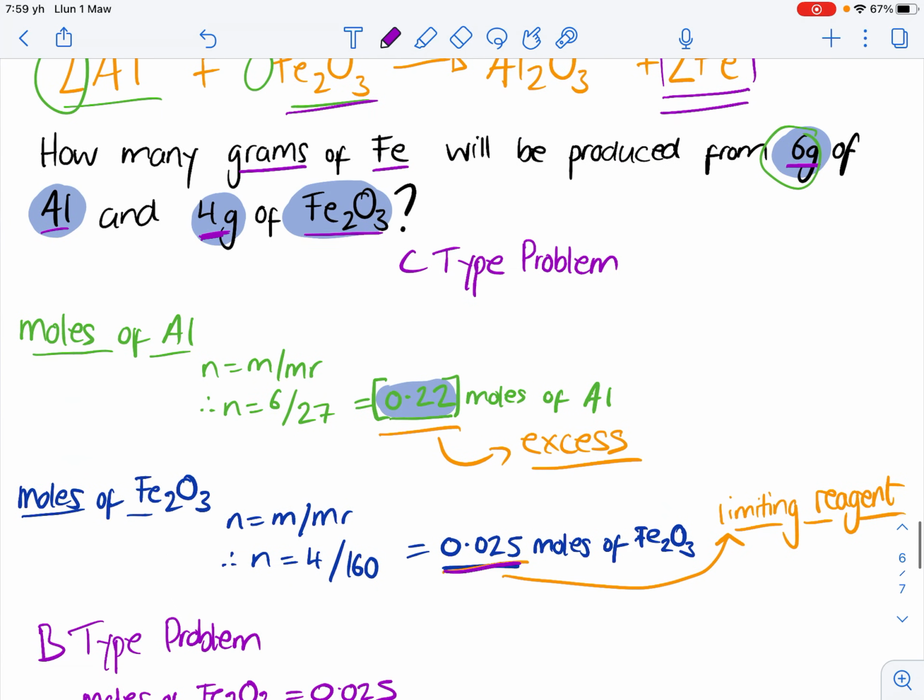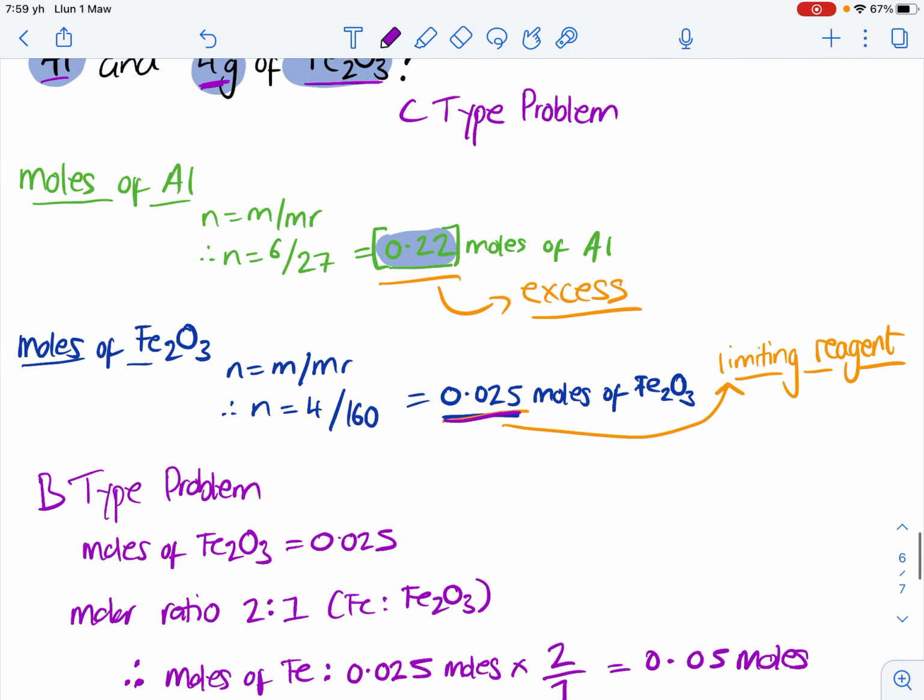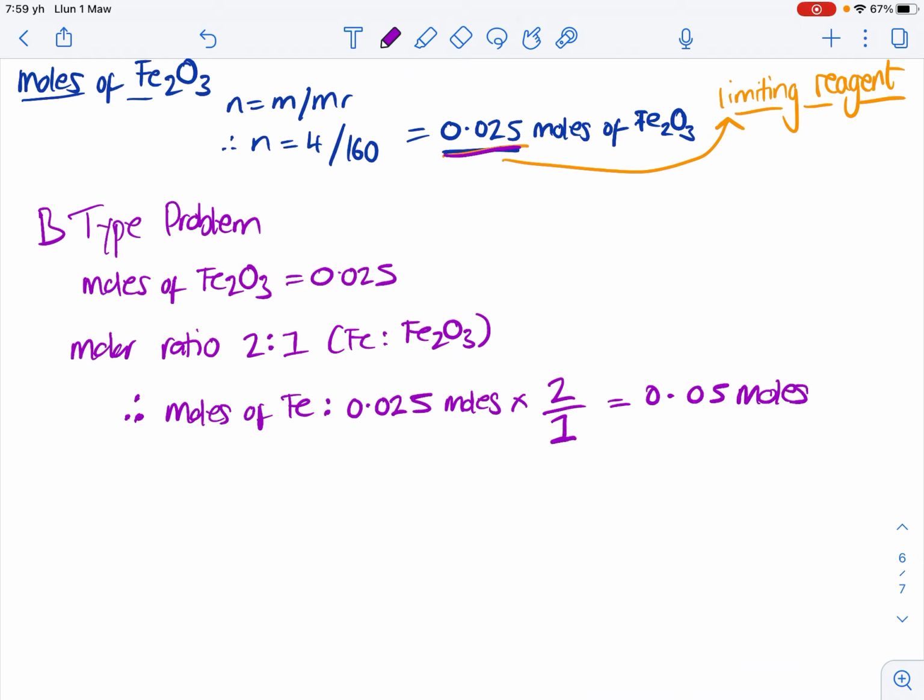The problem is the question asked us for grams of iron, so I'm not quite there. I just have to do one small bit of math here. We have, again, our equation here, n equals m over Mr. Therefore, to find out the mass of anything, you take the number of moles and you times it by the molecular weight.